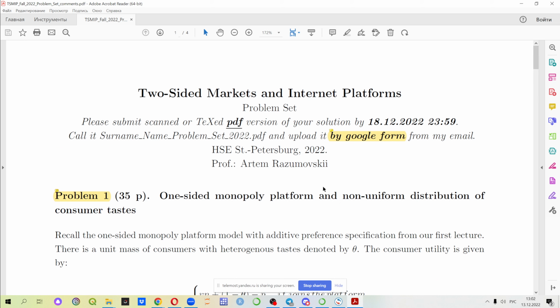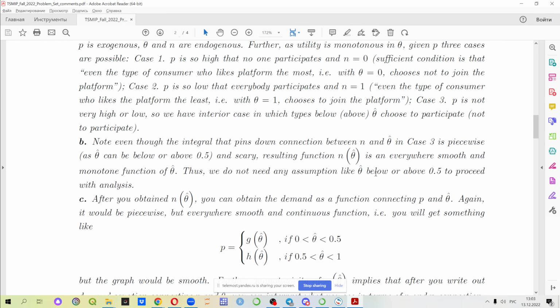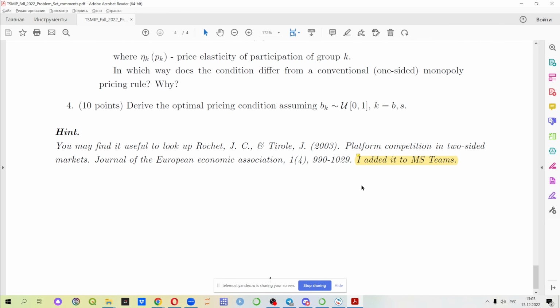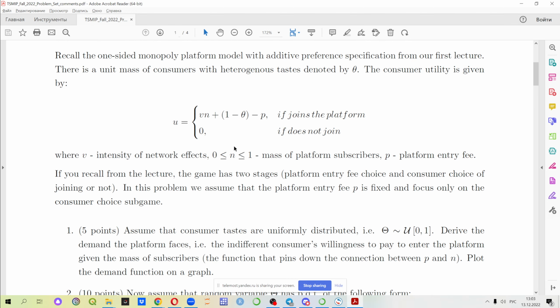First question was about some formal stuff, like the Google form. So I sent the link by email. Is it working now? Yes, it's working. Okay, maybe I missed it. And one more, this article. Yeah, I will upload it to our Google folder.